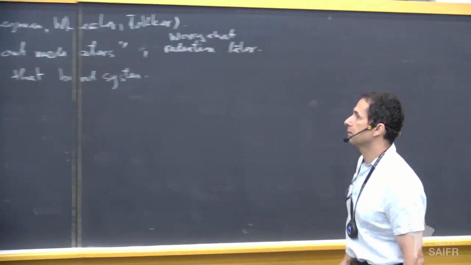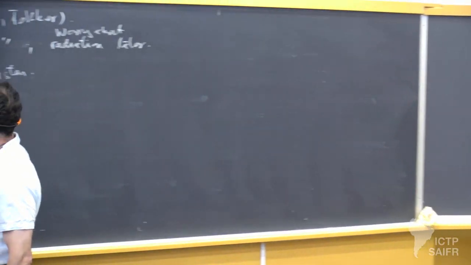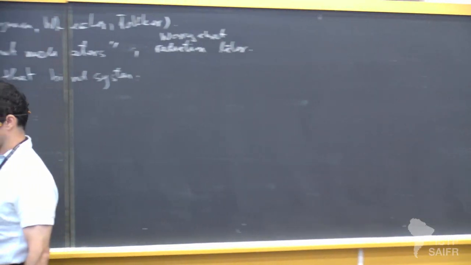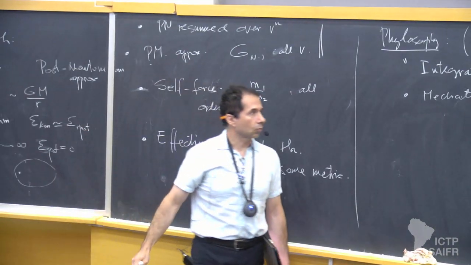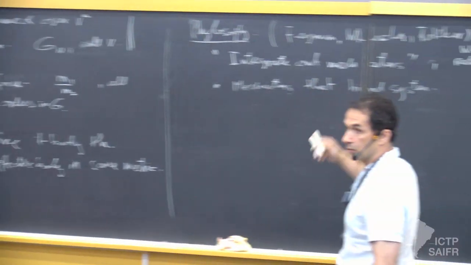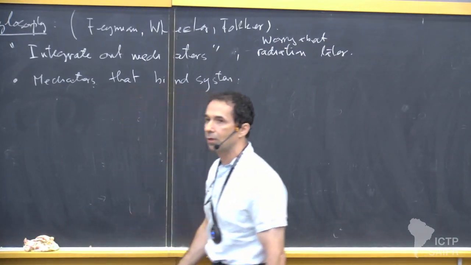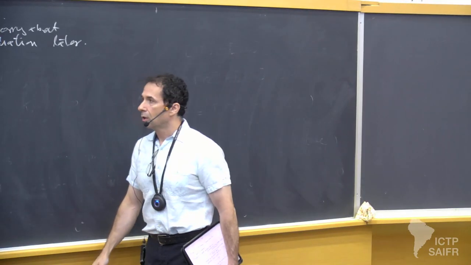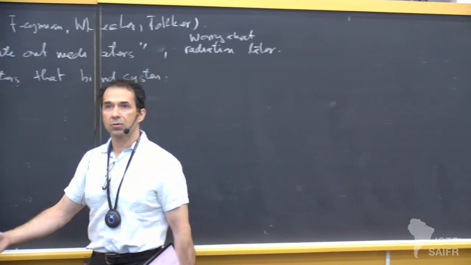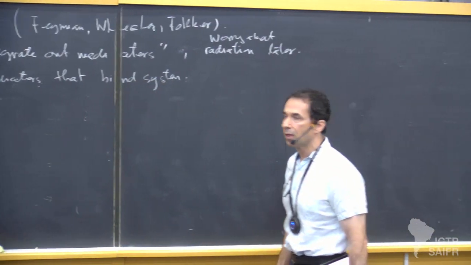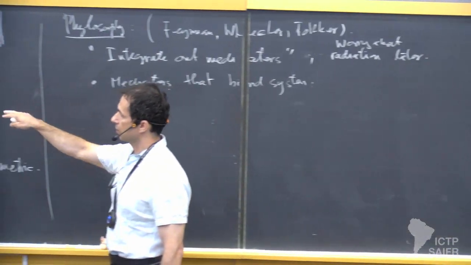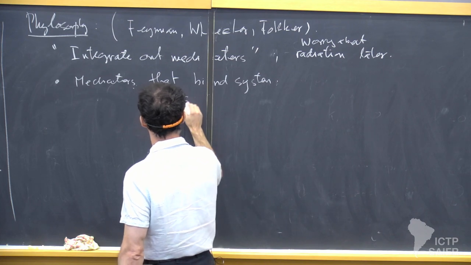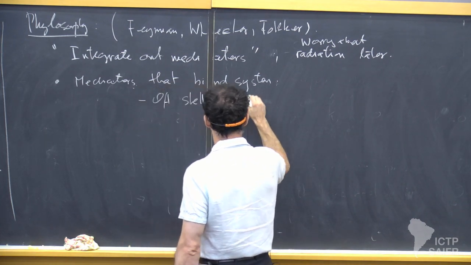If we are interested in describing this motion of bound particles because of mediators by a potential, something that generalizes Newton's potential, then we need to figure out exactly what these mediators are. Intuitively, we're going to clarify this maybe later today, maybe tomorrow. When you have a potential, the interactions between particles are essentially instantaneous. So if we worry about mediators that bind the system, then we want mediators that are off shell with little energy.